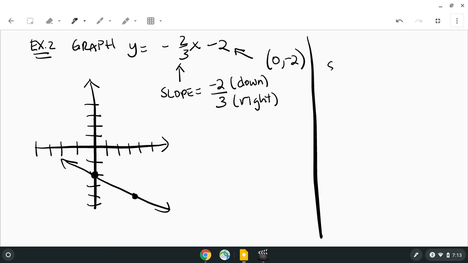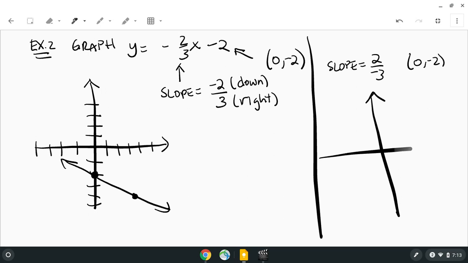So my slope would be positive 2 over negative 3. Okay, you still have this point. So when I graph this, since the 2 is positive, I'm going to go up because it's positive. And since the 3 is negative, I will go to the left. Okay, so 0, negative 2. So 0, negative 2 is over here.